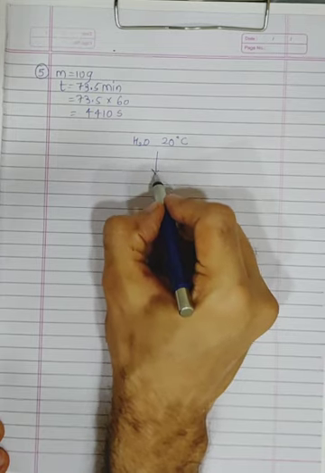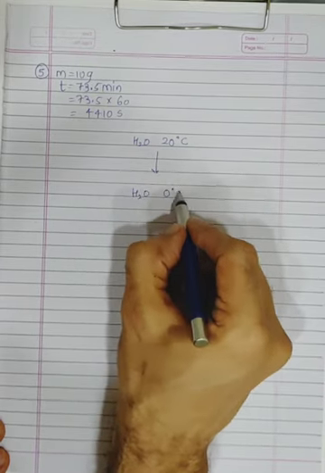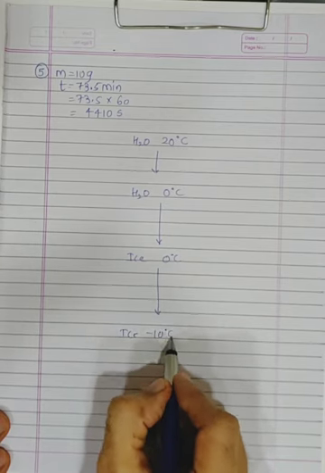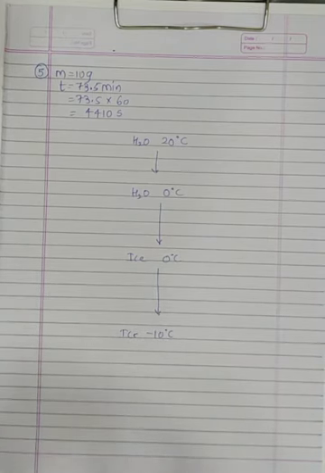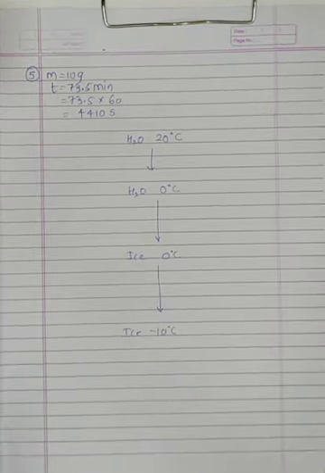So water 20 will become what first? Water at 0 degree. Water 0 will become what then? Ice at 0 degree. Ice at 0 will become what then? Ice at minus 10 degree. So now out here again, if you see, there are 3 stages. Okay, so first I want you to start trying on your own, write the formulas for all of them, for Q1, Q2, Q3, and start substituting also.